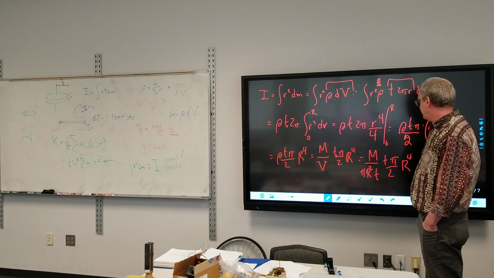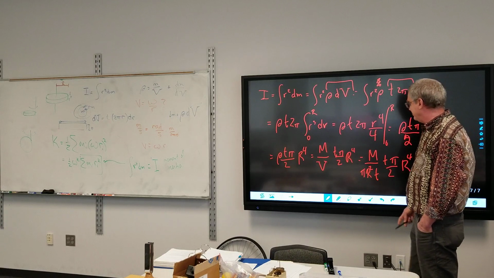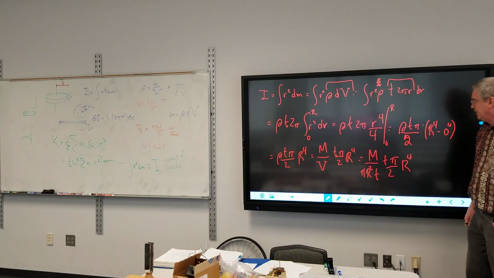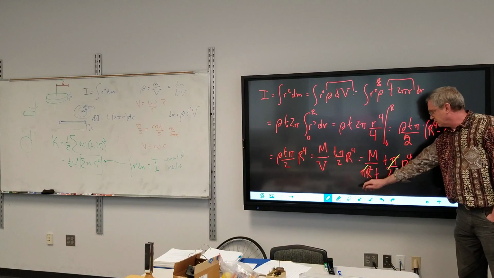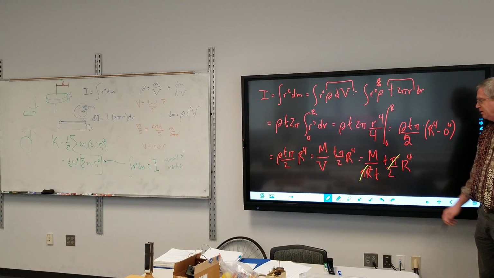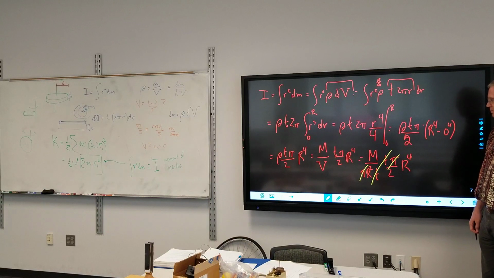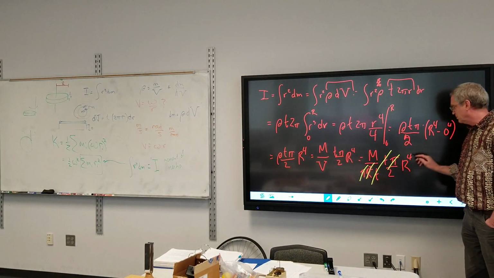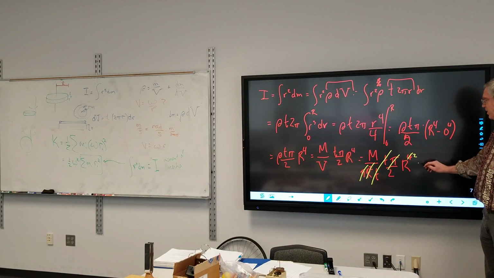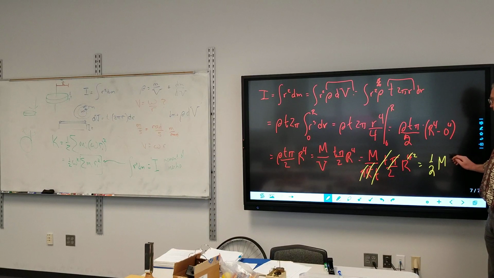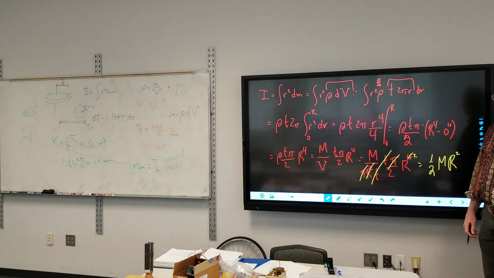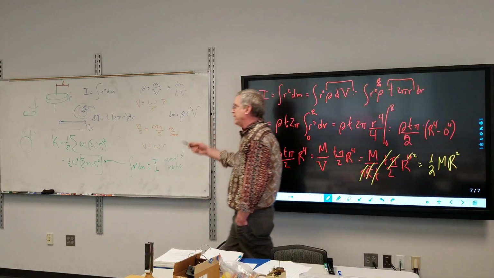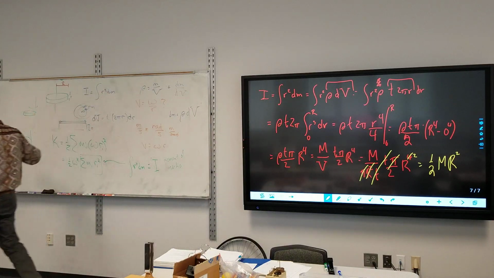r to the fourth. And now let's cancel out. What goes away? Pies. Thickness. R squared. And what I'm left with is 1/2 big M r squared. That is the formula for the moment of inertia for a disk or cylinder rotating about the normal central axis.